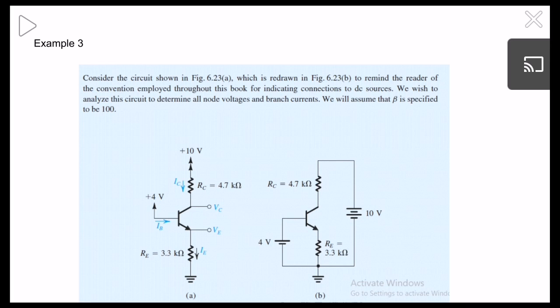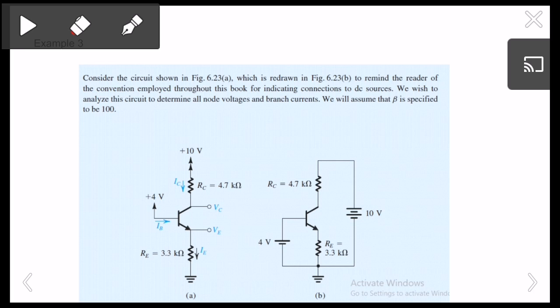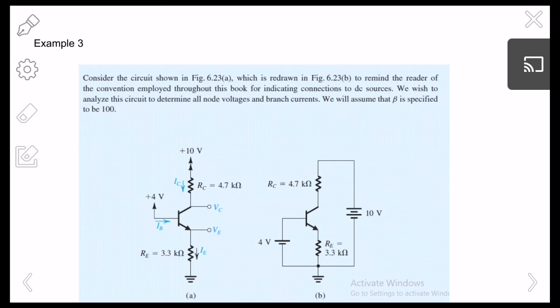So this is an example that we'll be trying to solve today. The question is something like this: consider the circuit shown in the figure, which is redrawn here. So this circuit is similar to this circuit. That is what it is telling. We wish to analyze the circuit to determine all node voltages and branch currents. We will assume that beta is specified to be 100.